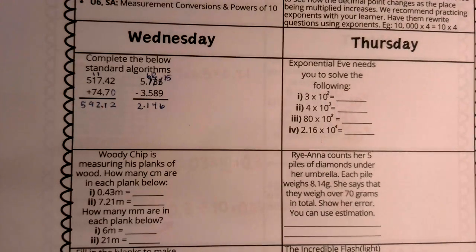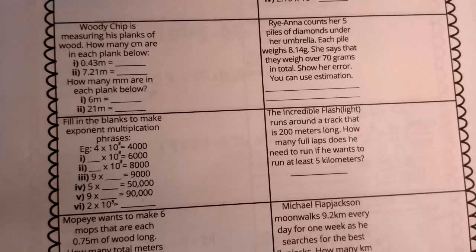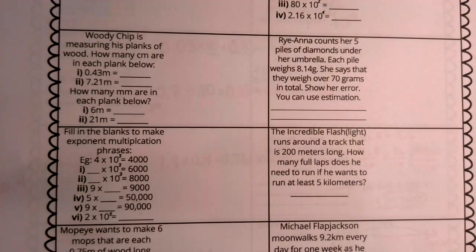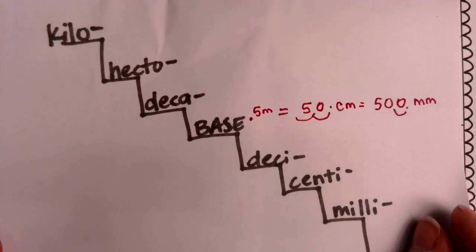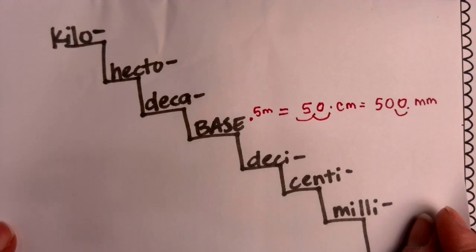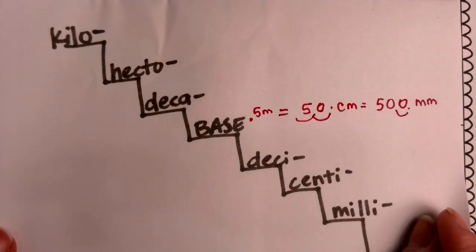Okay, now, boys and girls, we are looking at Woody Chip. Woody Chip is measuring his planks of wood. We want to know how many centimeters are in each plank below. Okay, boys and girls, earlier this week, we took a look at the metric staircase. Many of us are picturing this metric staircase as we solve our problems.